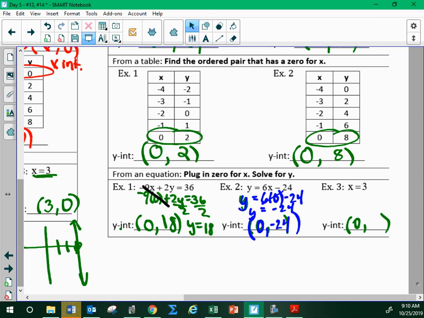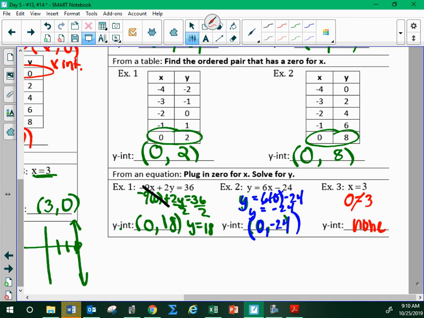Ooh, tricky, tricky, tricky. This is a sneaky one here. Do we have a y? No. So if I try to put in 0 for x, watch what happens. Does 0 ever equal 3? No. So guess what? We just don't have a y-intercept here. We're just going to write none. There's no y value to solve for.